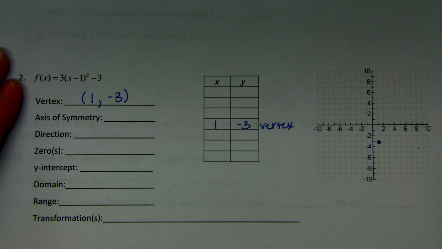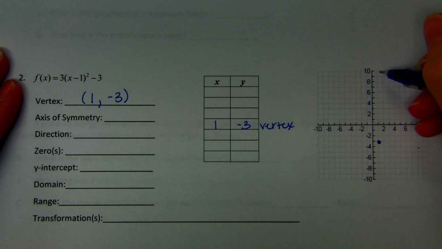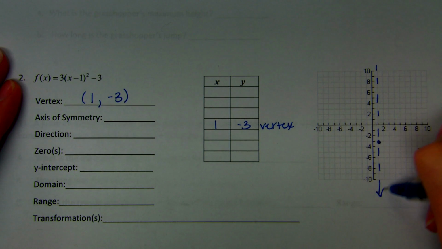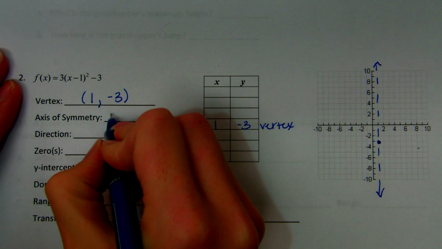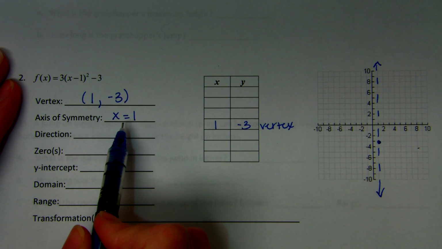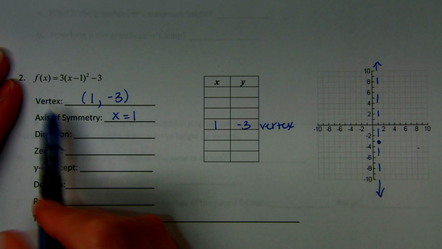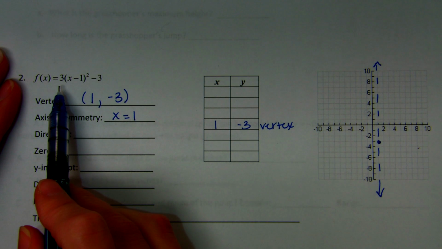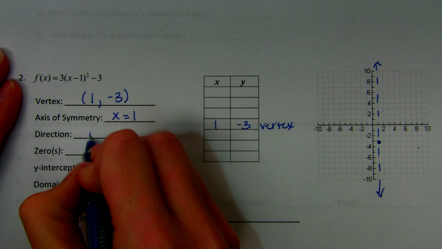That's my vertex, (1, -3). My axis of symmetry goes through the vertex, and that's the line x equals 1. It's always the same number as the x value from your vertex. The direction for this parabola, I look to the a value, and in this case a is 3, but it's positive, so we're going to go up.